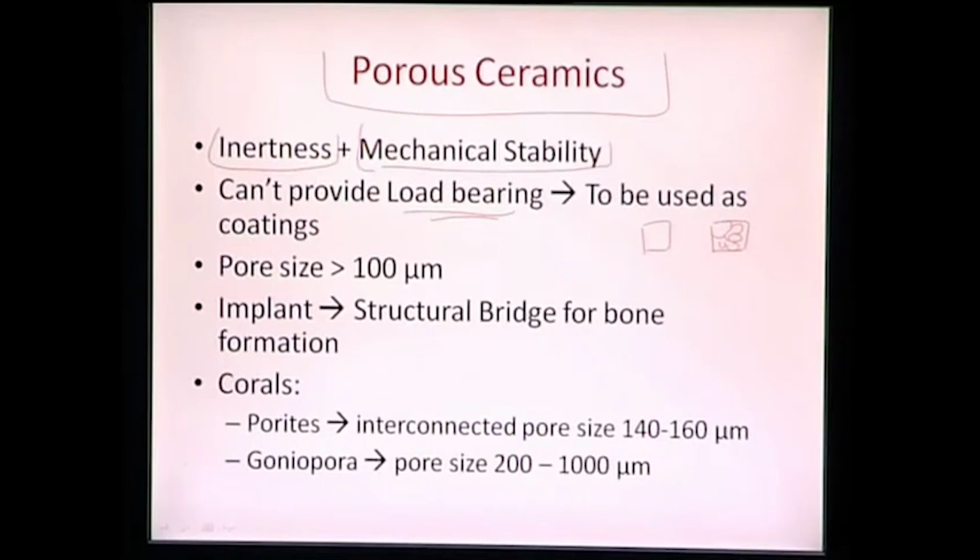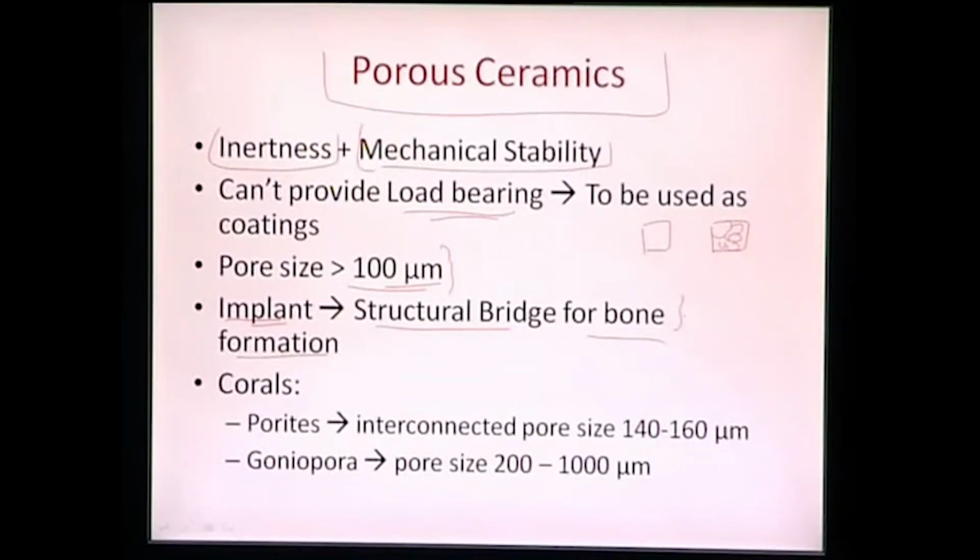And the pore size is sometimes required to be in excess of 100 microns, so that cells can really come in and attach themselves or get in contact. So basically the implant should have a structural bridge for the bone formation. The implant should have some structural bridges of porosity so that bone can really grow and form there.